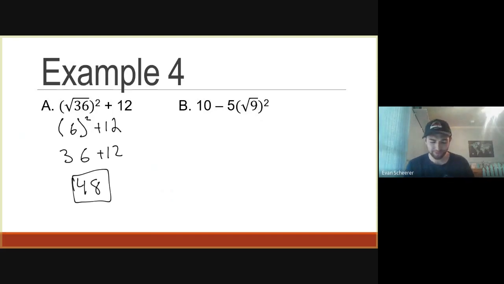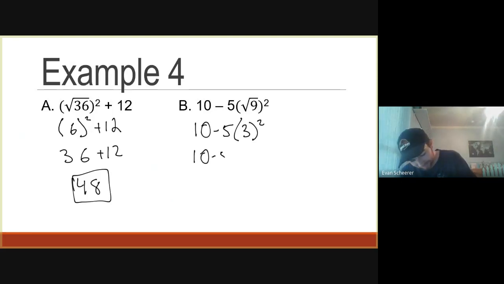Done. For this second one, don't do 10 minus 5 and put 5. Try to be a hero. Don't do that. Wrong, right? Because you need to first do parentheses and exponents. So that's 10 minus 5. Well, what's the square root of 9? It's 3. So we have 3 squared. Don't do 10 minus 5 yet.